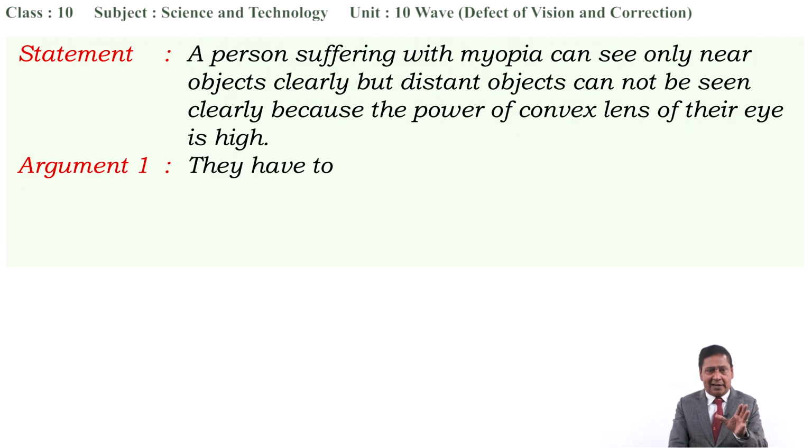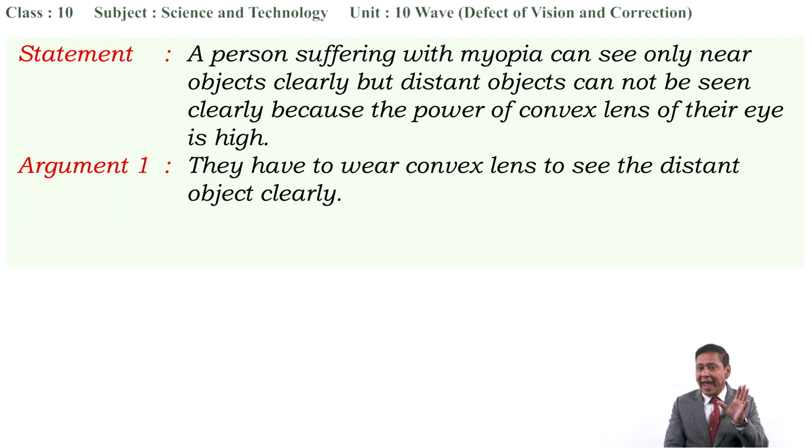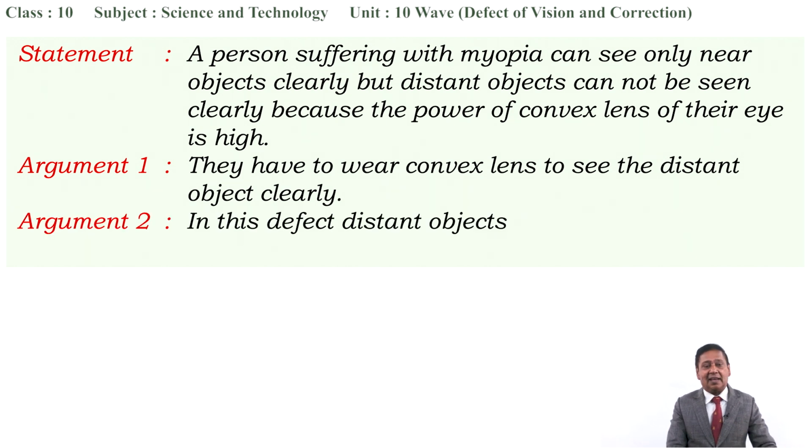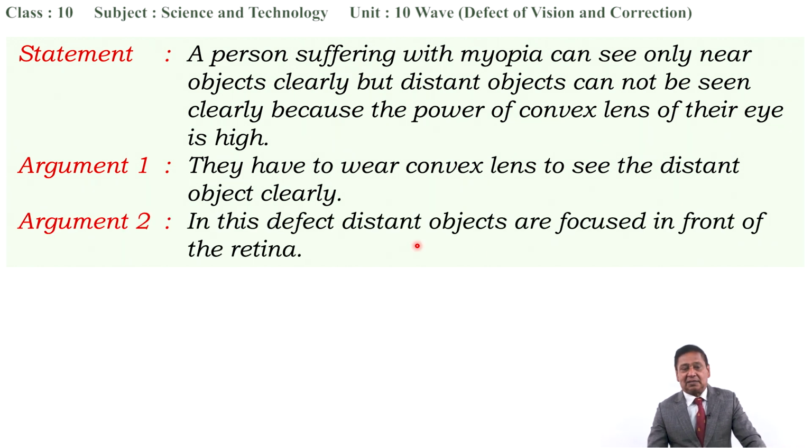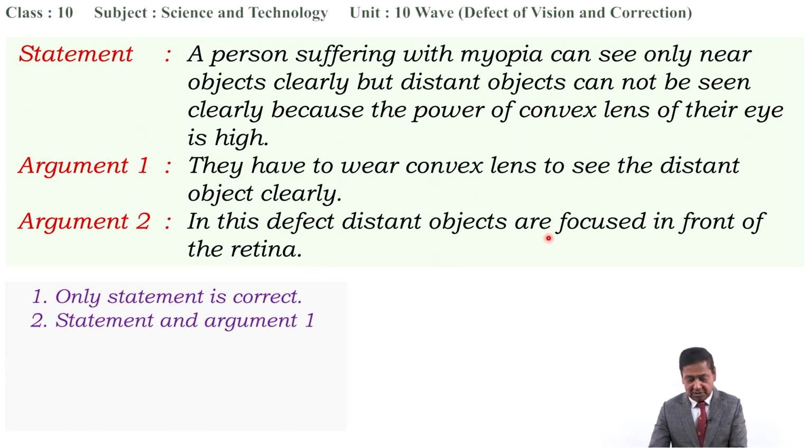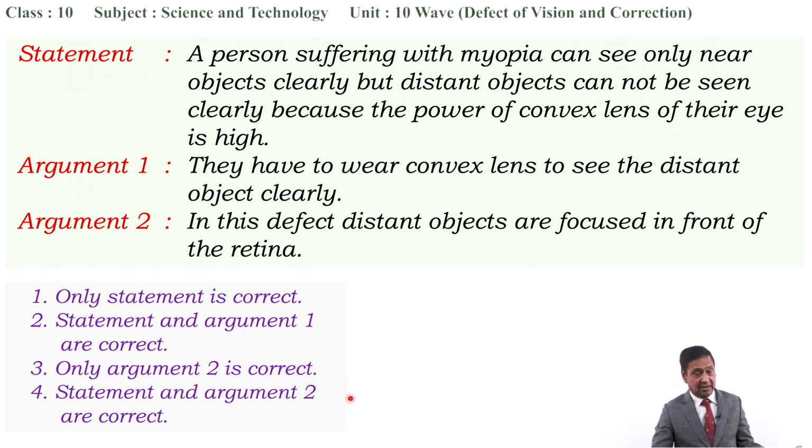I want to add one argument for this. They have to wear a convex lens to see the distant object clearly. Just think about this. You have a few seconds. This is one argument, whether this argument is correct or not. And argument 2, in this defect, distant objects are focused in front of the retina. Yes or no? Just think about this. And we have to select one of the options from this. Now, let's verify each of the options with reason.